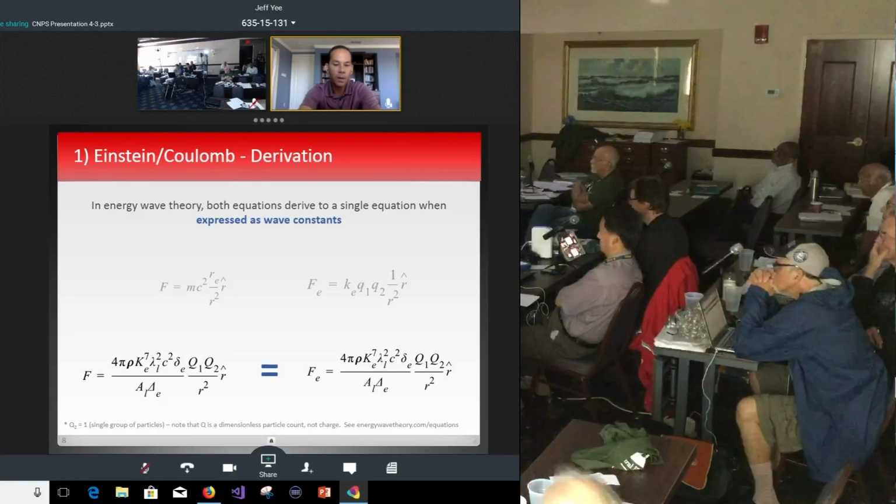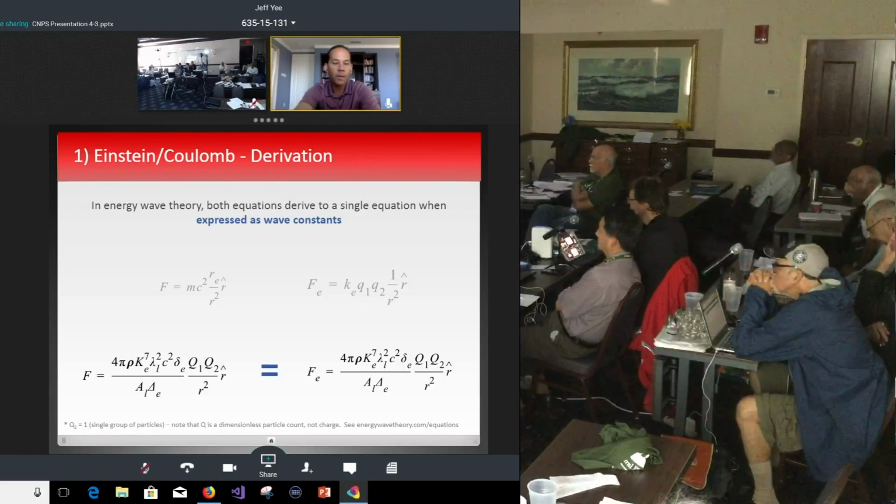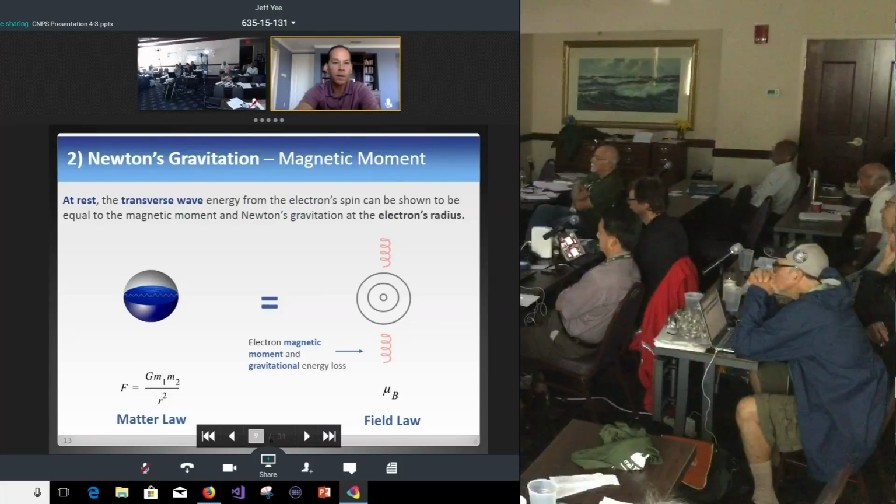I've left a URL in the bottom right there. You see energywavetheory.com/equations, and you can see the values for each of those constants. Okay, but instead, I'm going to focus on just the known laws, in this case, Einstein and Coulomb's law, and relating them. Now, I mentioned that 4 and 3 of the 4 are quite easy.